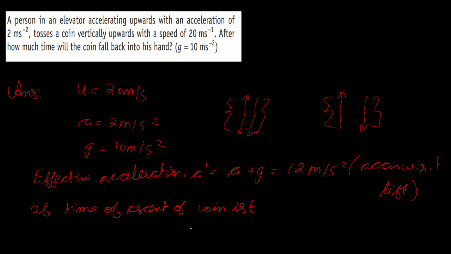Okay, so we know this equation: v is equal to u plus at. Here there is no mention of final velocity, so we can take it as 0. 0 is equal to 20 minus 12 into t.